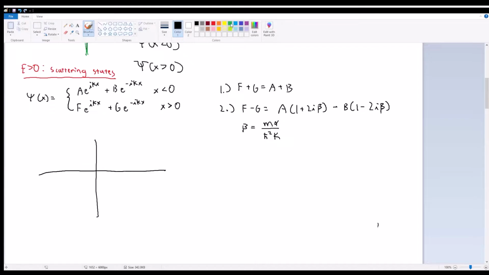So if we were to draw this on our potential graph, we have our Dirac delta potential that goes to negative infinity. This is a very messy drawing, I'm sorry. Something like this.